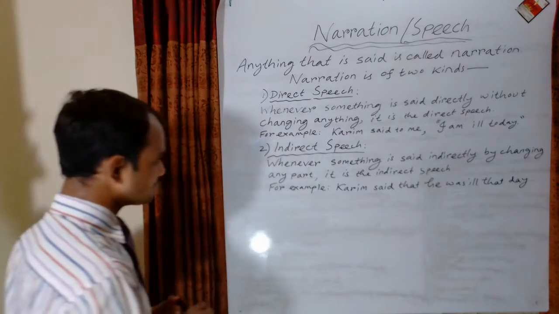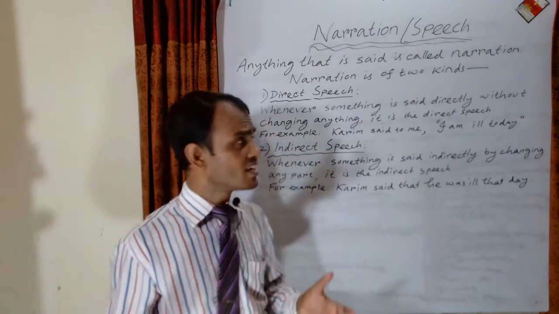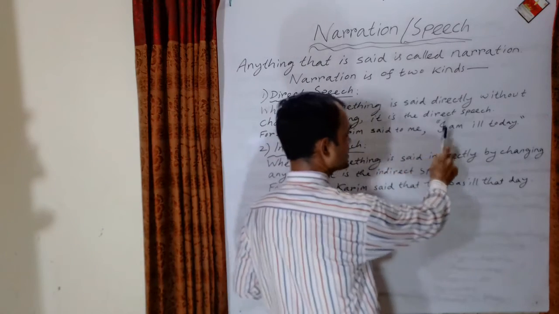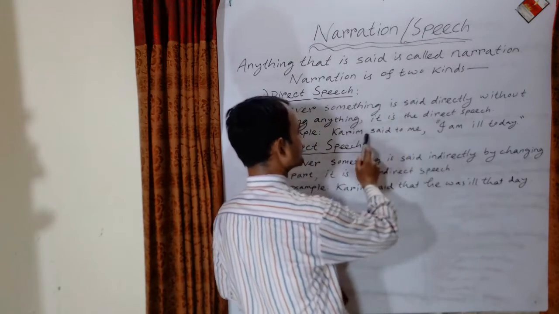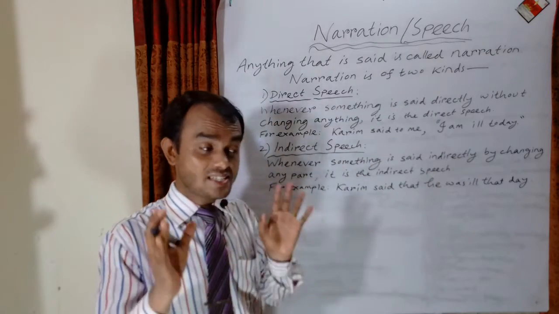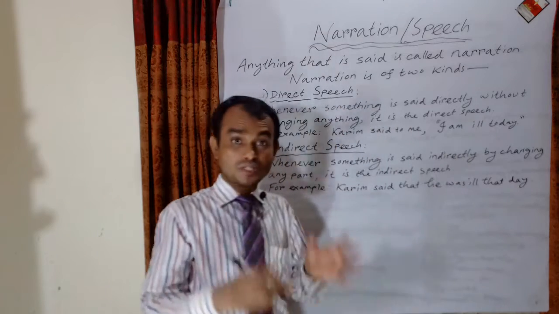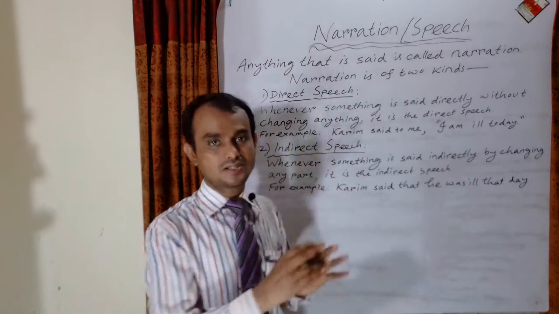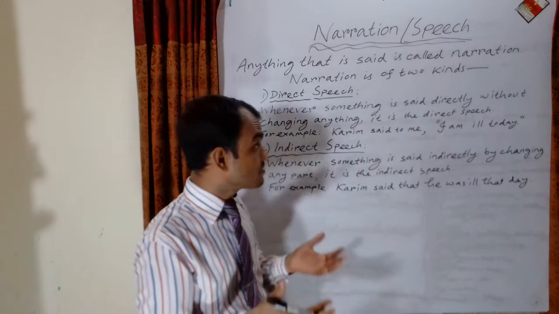Okay, dear students. Again, I'm going to say anything that is said is called narration. Narration is of two kinds, direct speech and indirect speech. Karim said to me, "I am ill today." "I am ill today" is the direct speech because this is the direct word of Karim. In this part, nothing is changed. Everything is unchanged, everything is intact. And this is the word of Karim. Without changing any part of the speech, this speech has been installed. For this reason, this is the direct speech. Unchanged word, unchanged speech, unchanged utterance. Okay.